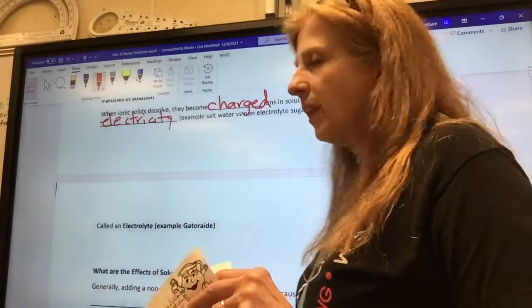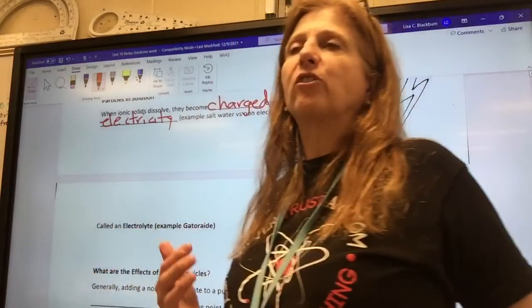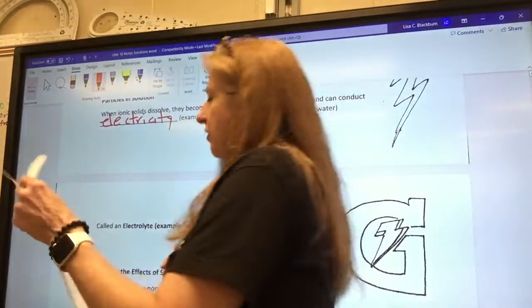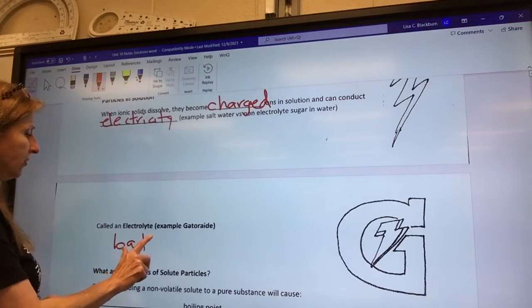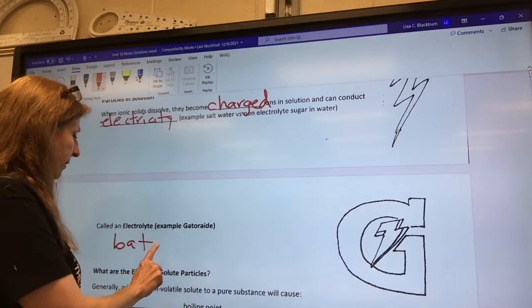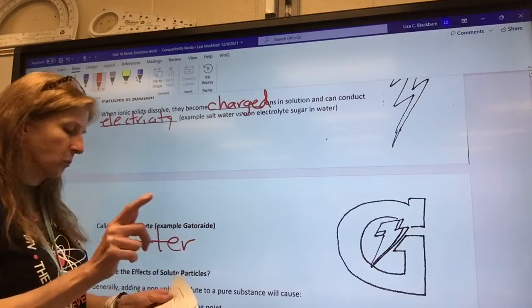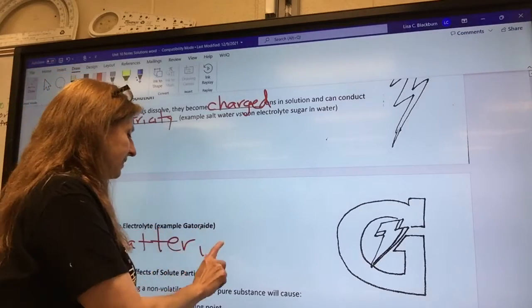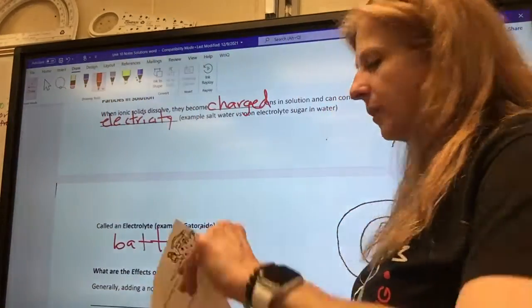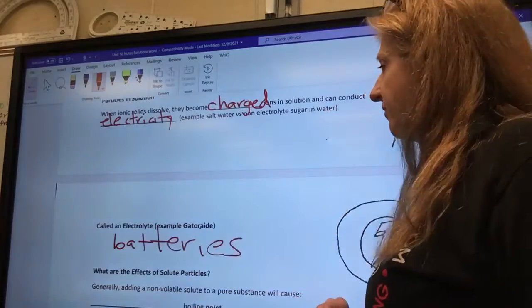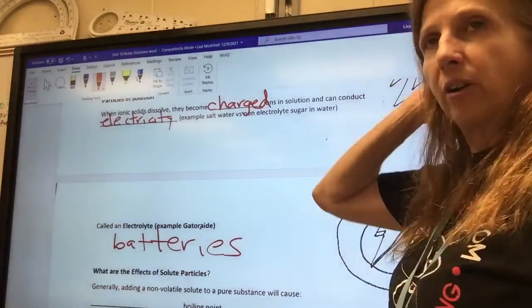Another example of an electrolyte is batteries. Batteries, like car batteries, also work by acids. So batteries are another example. Now, what are the effects of solute particles?